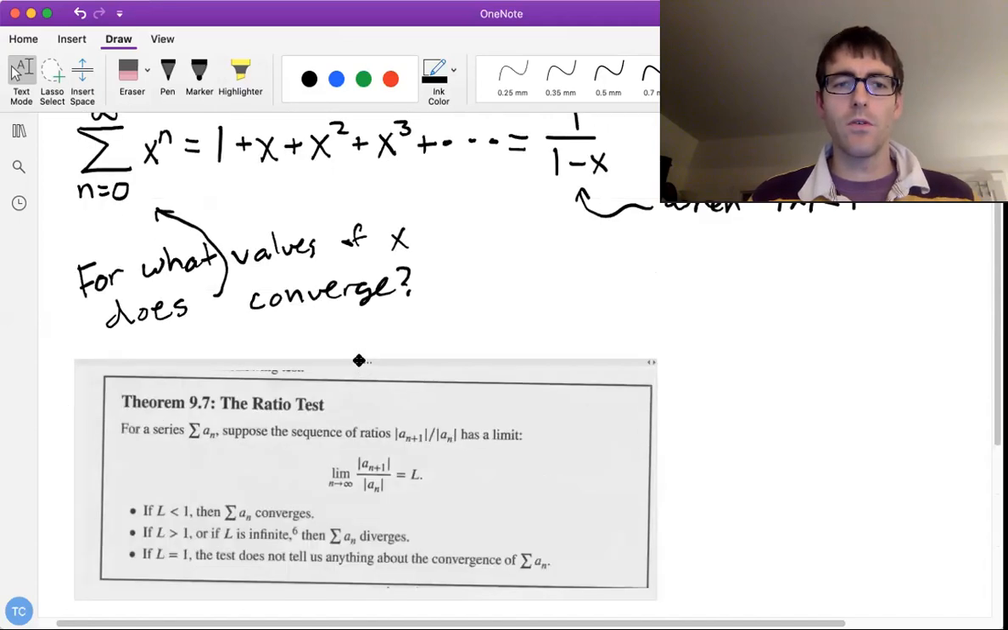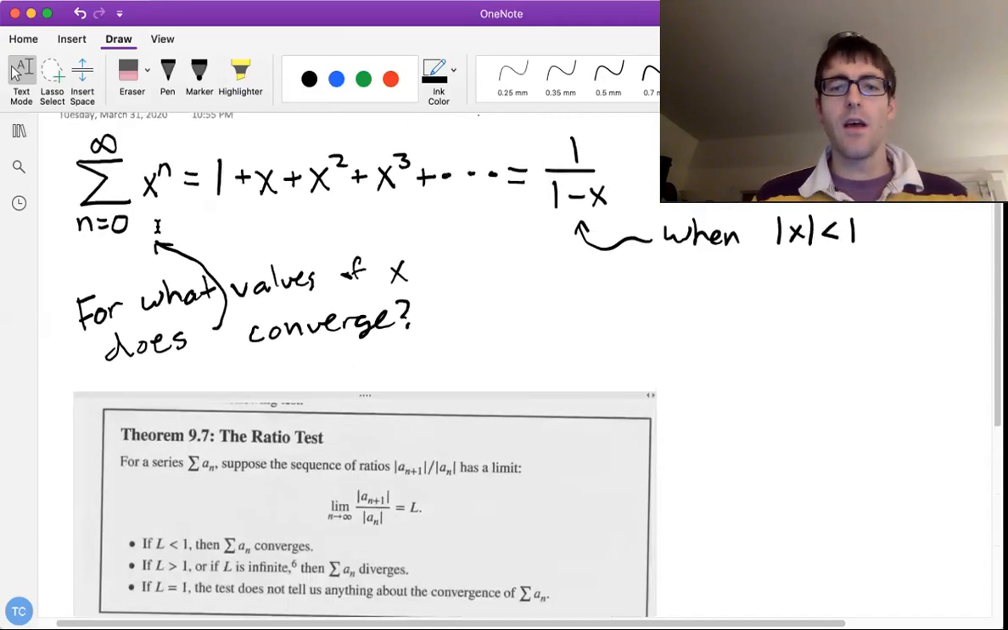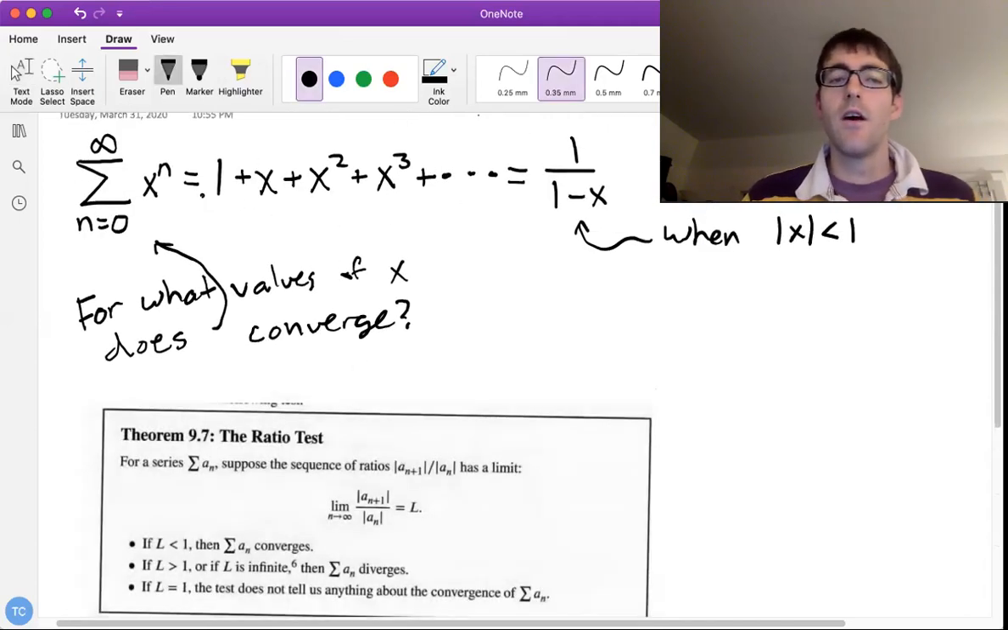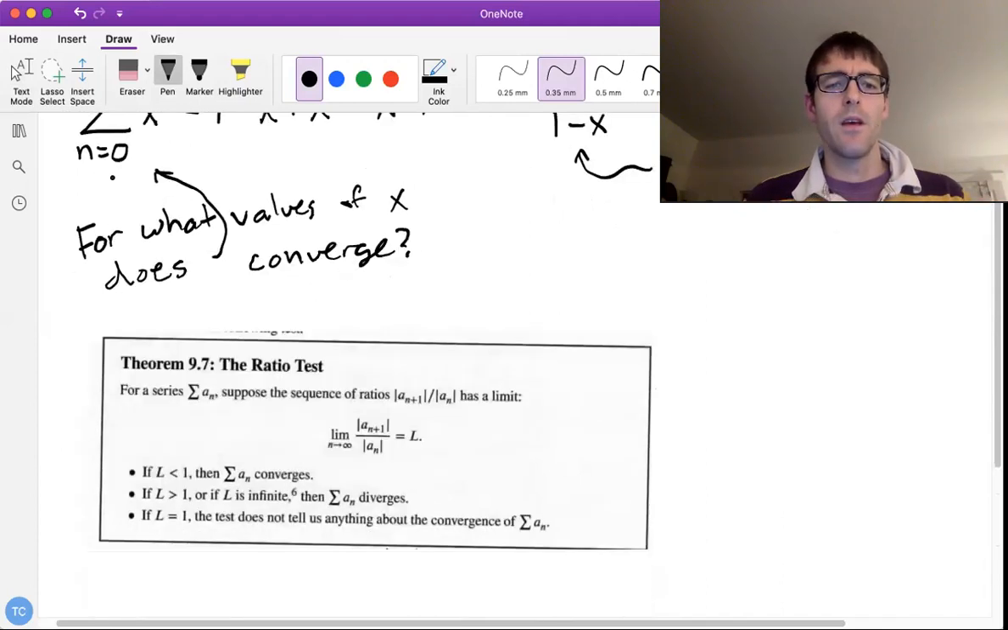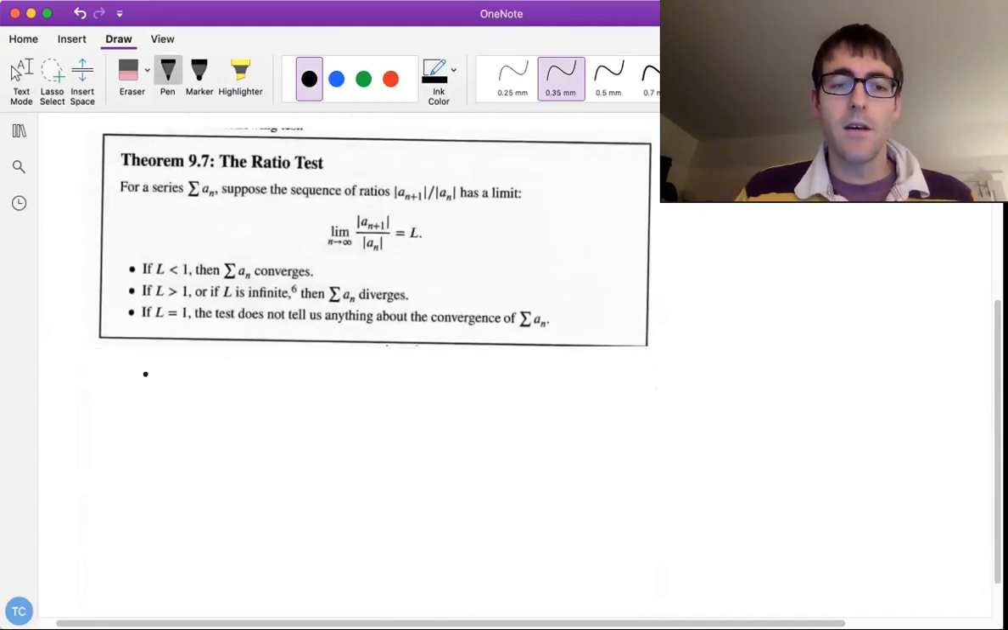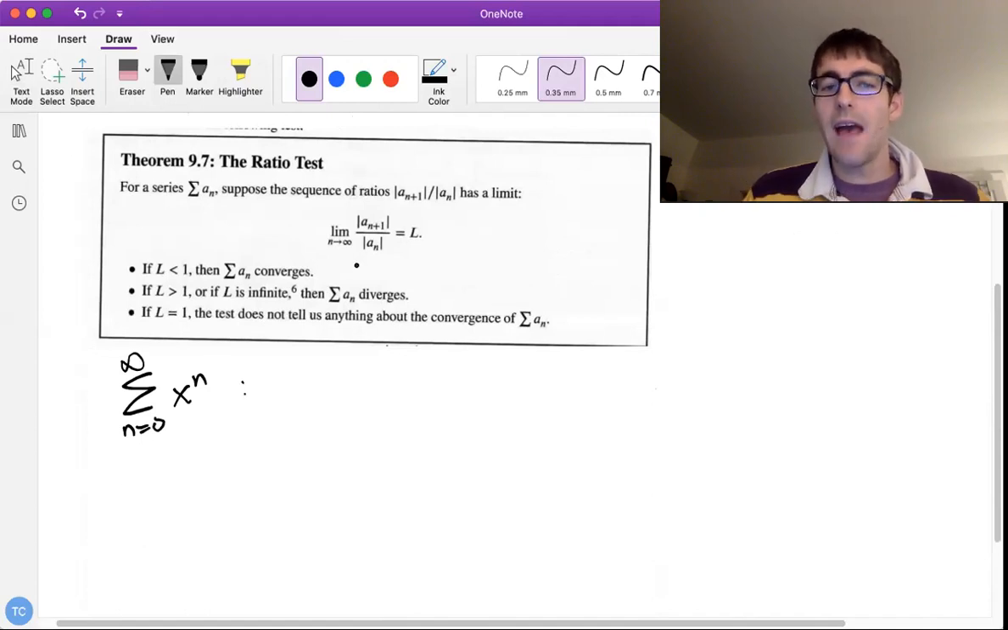Okay, so let's take a look at this expression. If we want to do the ratio test for this series, and remember, up until now, we've done ratio tests for concrete numbers. Now we're doing them with variables in there, but all the rules are still the same. So we want to apply the ratio test to the series sum from n equals 0 to infinity of x to the n. In order to do this, we need to calculate this expression.